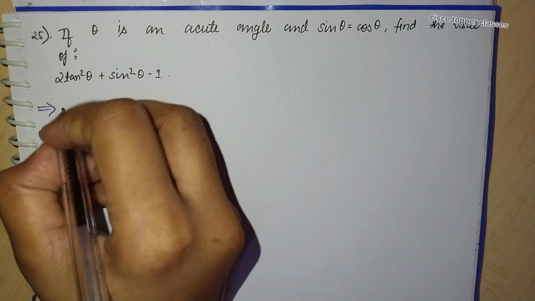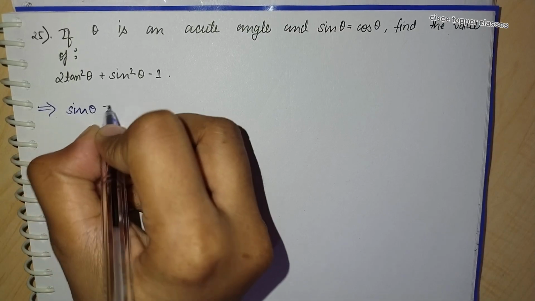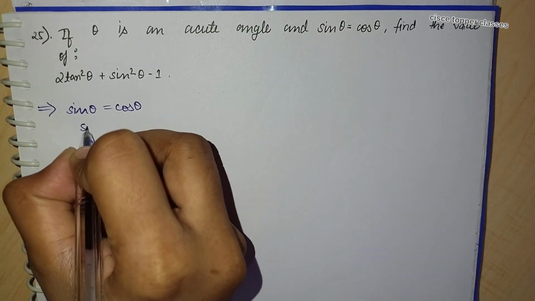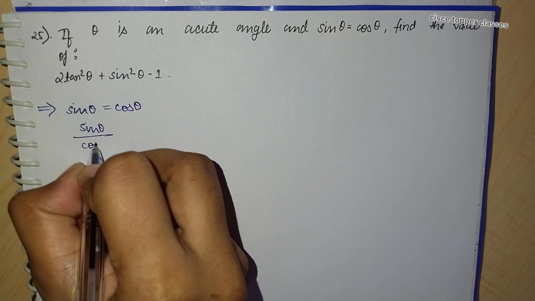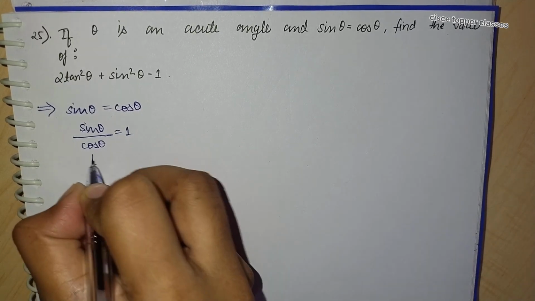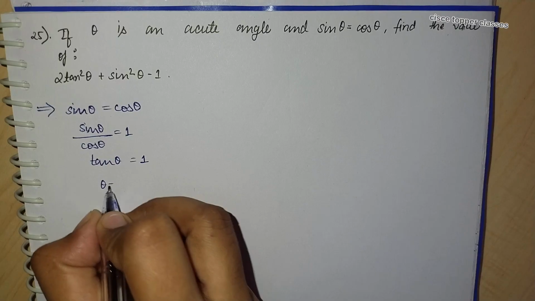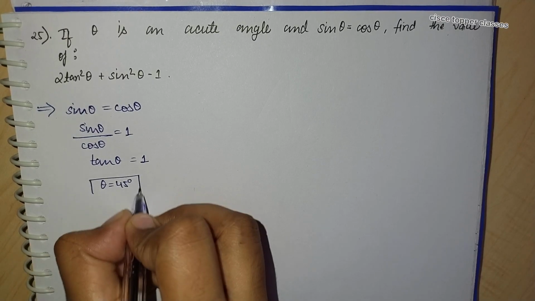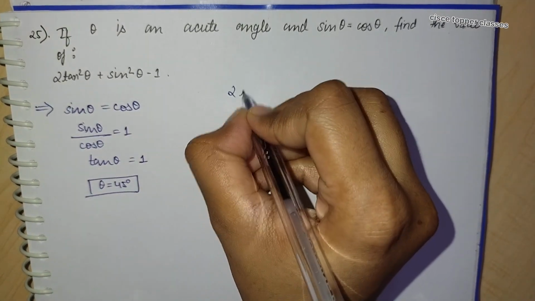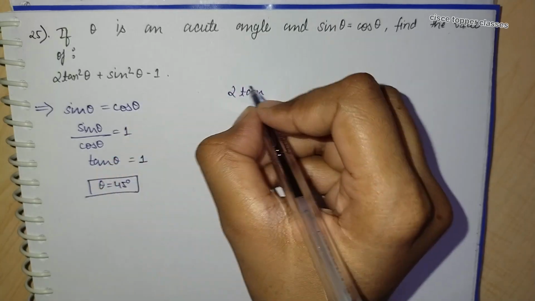So here, sin theta is equal to cos theta, this is given to us. So we can write sin theta divided by cos theta as equal to 1, and from that tan theta is equal to 1. If tan theta is given as 1, then from here we can write theta is 45 degrees. And then we will put the value in this part, which we have to find.